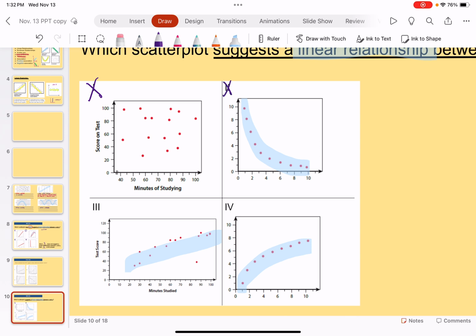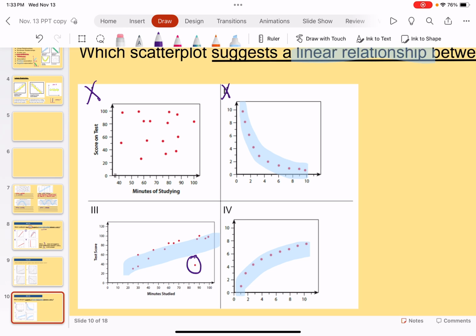Number 3, I have a linear line, but then I have this point out here which is going to be called the outlier. So the outlier kind of stands out. It's away from all the other points. And lastly, we have number 4, which again, I drew a trend line, but it doesn't look to be a straight line. It looks kind of curved. So my answer for this problem is going to be number 3.